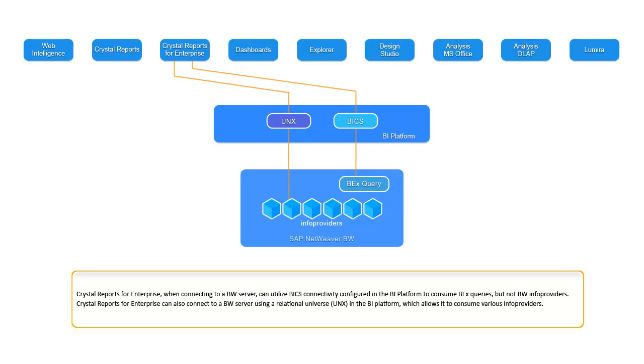Crystal Reports for Enterprise, when connecting to a BW server, can utilize BIX connectivity configured in the BI platform to consume BEX queries, but not BW info providers. Crystal Reports for Enterprise can also connect to a BW server using a relational universe UNX in the BI platform, which allows it to consume various info providers.